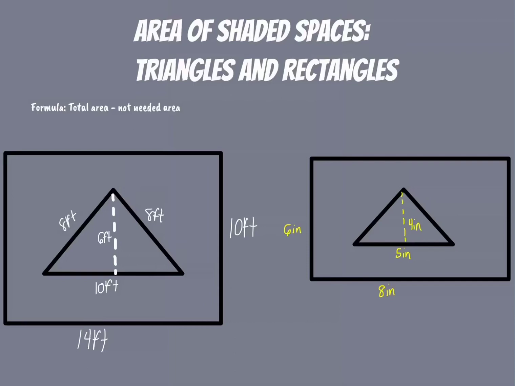Area of shaded spaces, and we're going to talk about this with triangles and rectangles. Now, the formula for this is you're going to take the total area minus whatever you're not needing. So let's look at this first problem together right here.